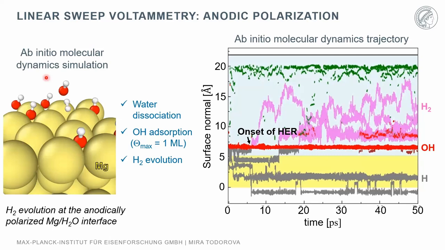And again, you see the same plot, but now you can see that there is much more going on. So apart from the dissociation of water to form OH and hydrogen and some protons which move to the other side, at some point we really see the onset of hydrogen evolution. And then we can also look at how this reaction is going on, what's the mechanism.